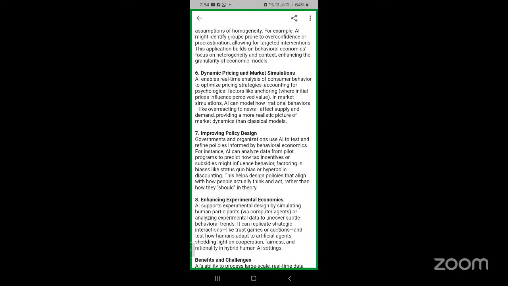Improving policy design. Governments and organizations use AI to test and refine policies informed by behavioral economics. For instance, AI can analyze data from pilot programs to predict how tax incentives or subsidies might influence behavior, factoring in biases like status quo bias or hyperbolic discounting. This helps design policies that align with how people actually think and act rather than how they should in theory.